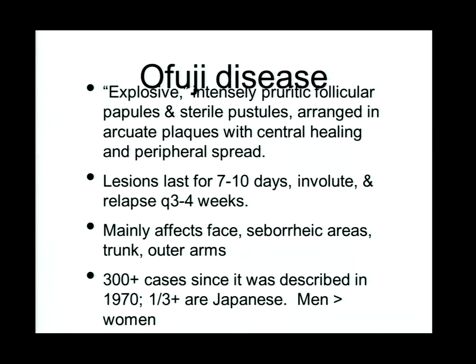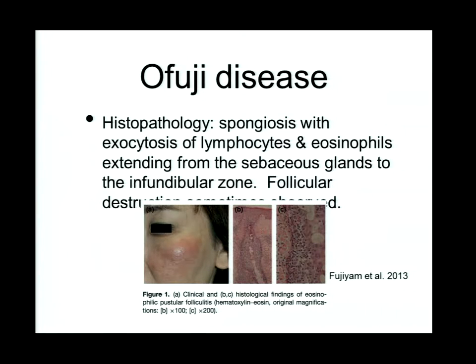And Ofuji disease, this is actually seen more in the Japanese population. These are intensely pruritic follicular eosinophilic papules, and these lesions can come and go. It mainly affects the face and seborrheic area. And this is just a biopsy of a patient presenting with Ofuji disease on their face. Histopathology is sometimes very non-specific. You see the spongiosis, you see the lymphocytic eosinophilic infiltration, but in Ofuji, you can see the eosinophilic infiltration in the follicular area.